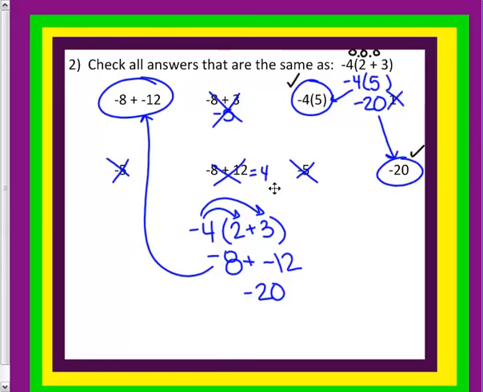So let's mark that one off. -5, not the right answer. Okay, this one is -8 plus 3 equals -5, so that's not the right answer. And -8 plus 12 equals 4, so that's not the right answer.